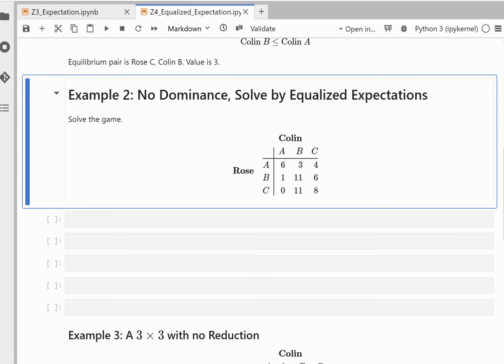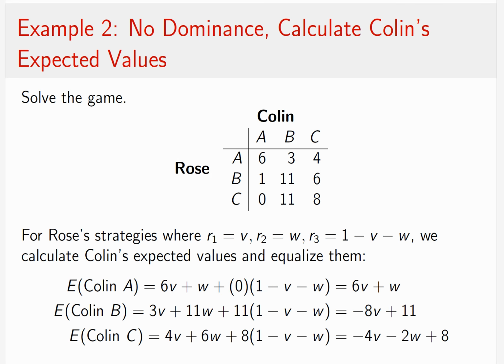Okay, we're going to jump into a different example now where we have to do some work. So what are we going to do? First of all, there's no dominance, and you can check for that. But what we're going to do is calculate Colin's expected values, and you can see them down here. Why? Because our plan, once we have them, is to use them to create a 2 by 2 linear system with 2 equations and 2 unknowns. And we can solve that. We can actually solve for the components of Rose's optimal strategy set. Okay, so that's where we're headed.